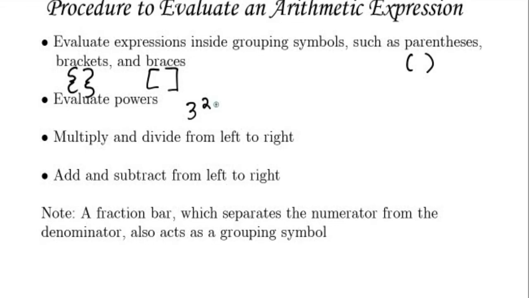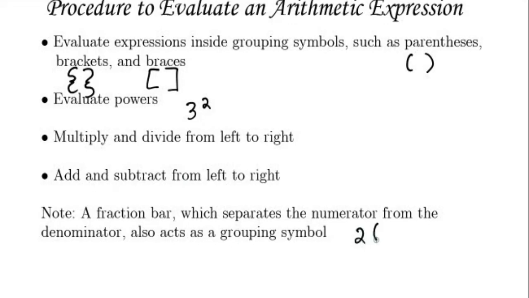After that, my next step is to add and subtract, again from left to right. So I start out on the left side of the equation. If I have something to subtract, I do it. Go through, add, and on through until I have my results. So eliminate grouping symbols, evaluate powers, multiply and divide proceeding from left to right, add and subtract from left to right. One note, a fraction bar can actually function as a grouping symbol.